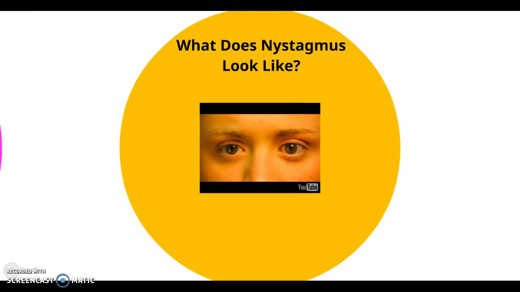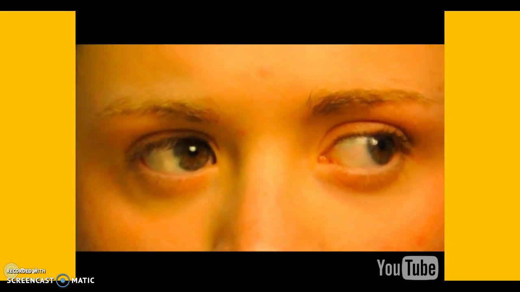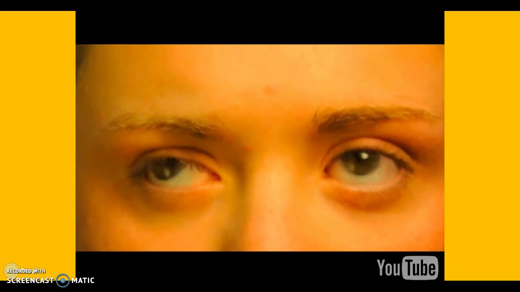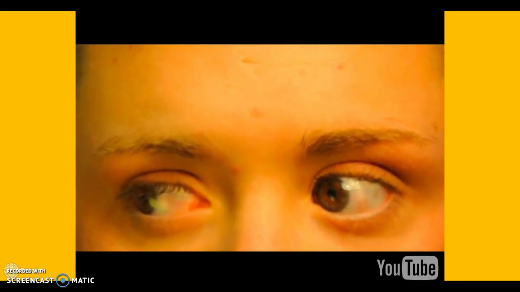Now, Susie did not have nystagmus, so this video should show what it looks like, and it should give you an idea on what to look for as a therapist. So as you can see, when the eye gets to those extreme visual fields, it starts to beat back and forth at a rapid pace.